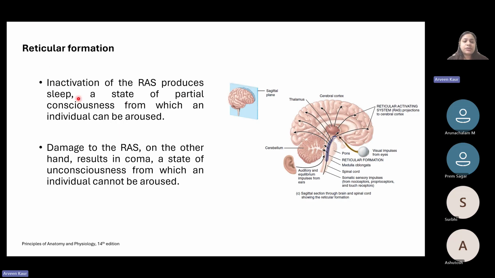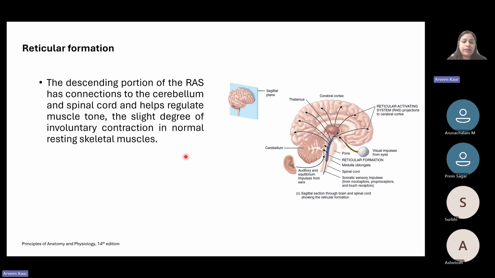Thereafter, inactivation of RAS produces sleep, a state of partial consciousness from which an individual can be aroused. Damage to RAS, on the other hand, results in coma, a state of unconsciousness from which an individual cannot be aroused, right? So, normally when we sleep, this RAS is inactive. But again, we will wake up, it will again become active, right? But if there is damage to this reticular formation, that is what leads to this state of coma or unconsciousness from which an individual cannot be recovered, or it is maybe not in our hands to recover an individual from this particular state, right?